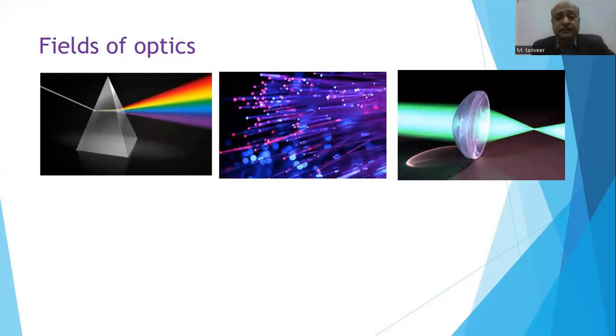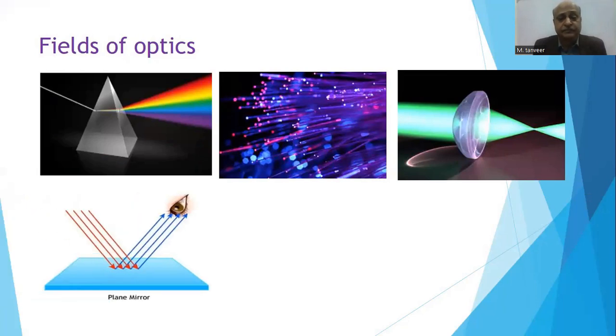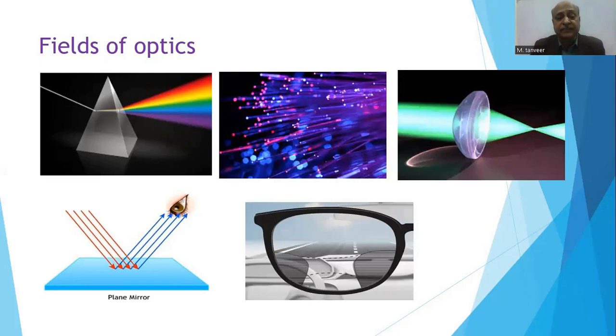This is the lens. When rays of light pass through a lens, all rays of light will converge to a single point. This converging of rays of light to a single point is due to a convex lens, or these rays of light diverge due to a concave lens. This is the field of optics. This is the reflection of light. When a ray of light passes from one medium and falls on the boundary of another medium, all rays of light will bounce back. This bouncing back of rays of light is called reflection of light. These are the glasses which we use in daily life. This is also discussed in optics.